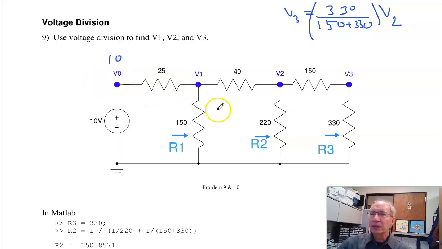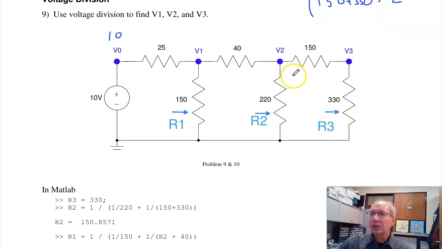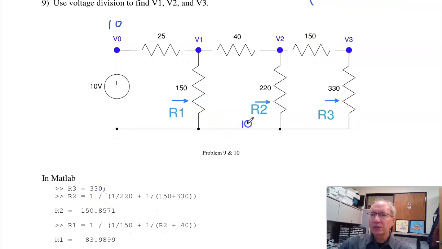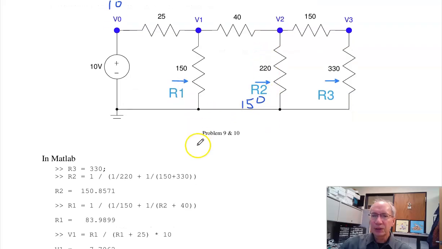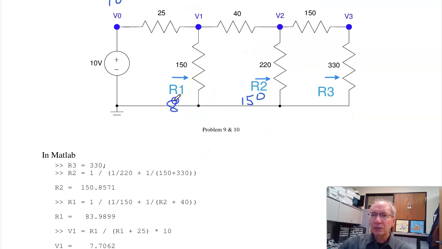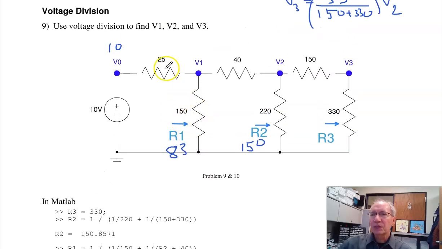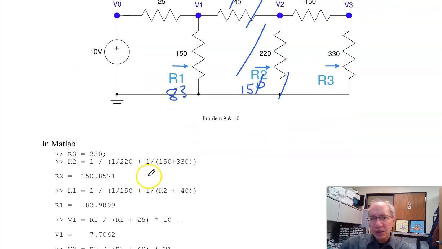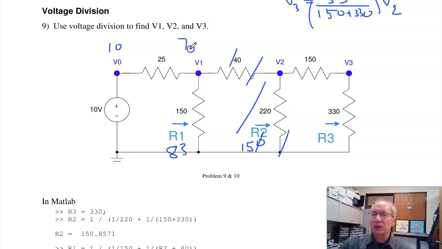From that, find V1. To do that, I have to find the resistances looking right. So R3 is 330. R2 is 220 in parallel with 480, 150 ohms. R1 is 150 in parallel with 40 plus R2, 83 ohms. So now I can do voltage division. Ignoring all this, V1 is 83 over 83 plus 25 times 10. Tells you that V1 is 7.70 volts.